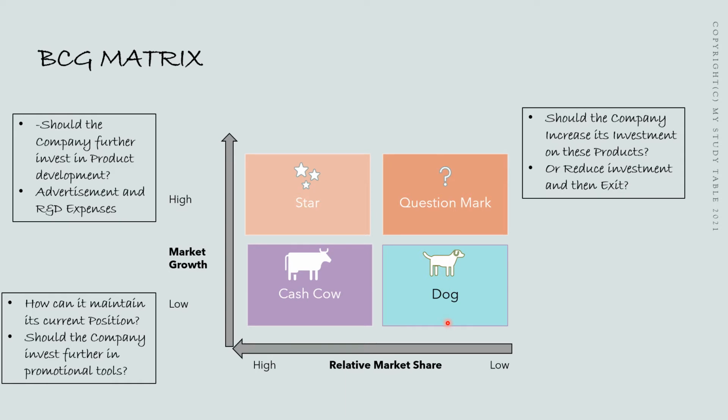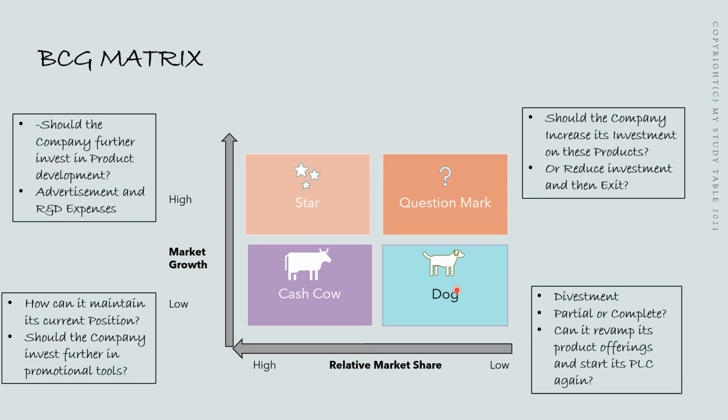Dog products have relatively low market share in a low growth market. They would require substantial investment if the organization wants to cultivate it, but the risk quotient on this would be on a higher side. Hence, strategies could answer the questions of possibilities of divestment or a revamp of its product offerings.